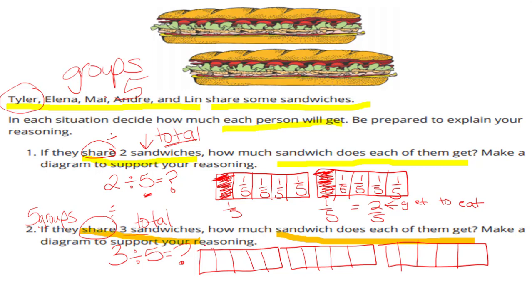Okay, so if I'm Tyler, I get 1, 2, 3. Remember, each of these are 1/5, so he gets 1/5 here, 1/5 here, 1/5 here. So he is getting 3/5. So each gets to eat 3 pieces out of a sandwich with 5 pieces.